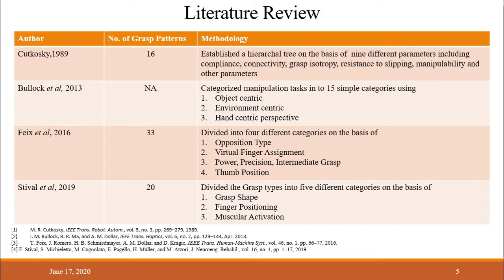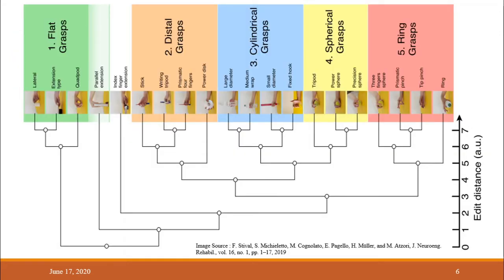Stivell et al. divided grasp types into 5 categories based on grasp shape, finger positioning, and muscular activation patterns. For example, Stivell et al. established the 5 different categories by utilizing the edit distance metric. Now, the previous studies have focused on establishing the hierarchy of the grasp types. However, the effects of motion class taxonomy on classifier performance are yet to be evaluated.